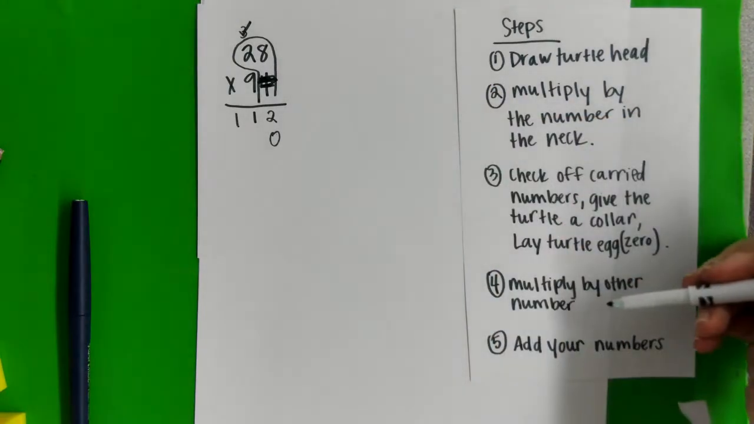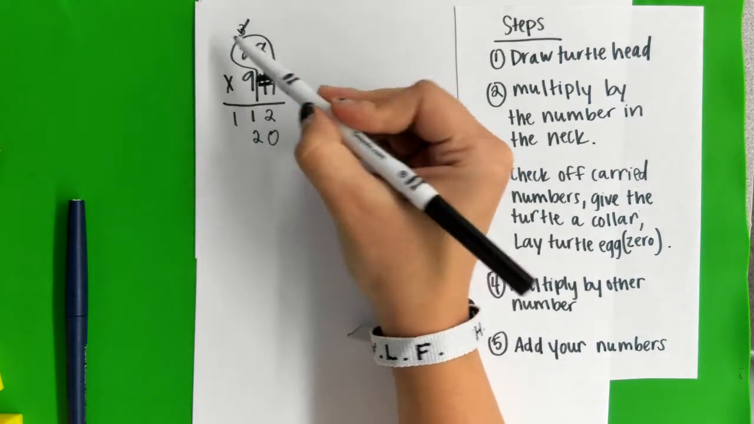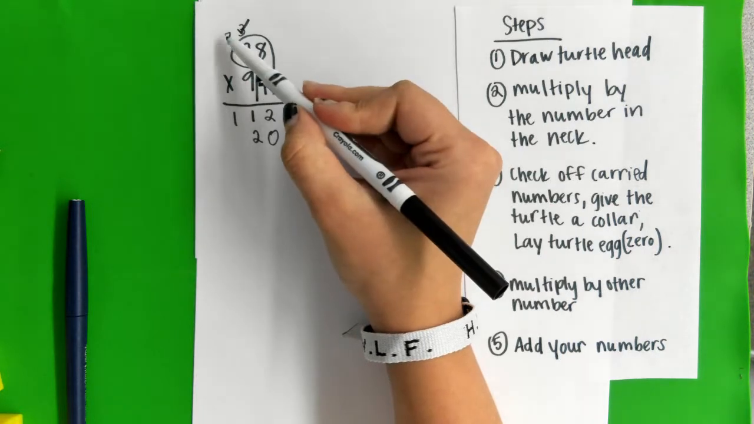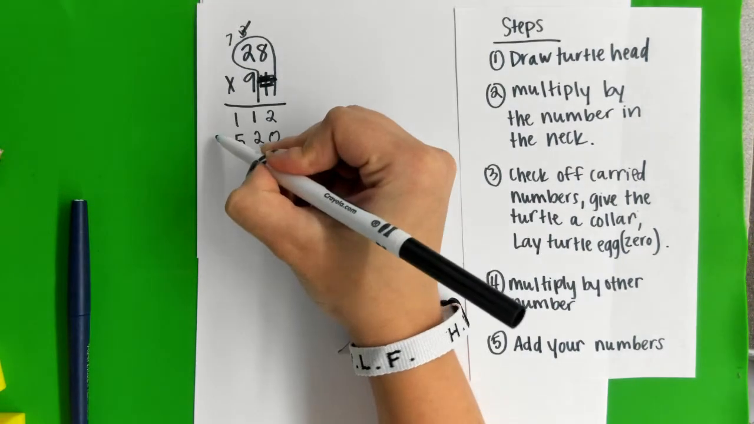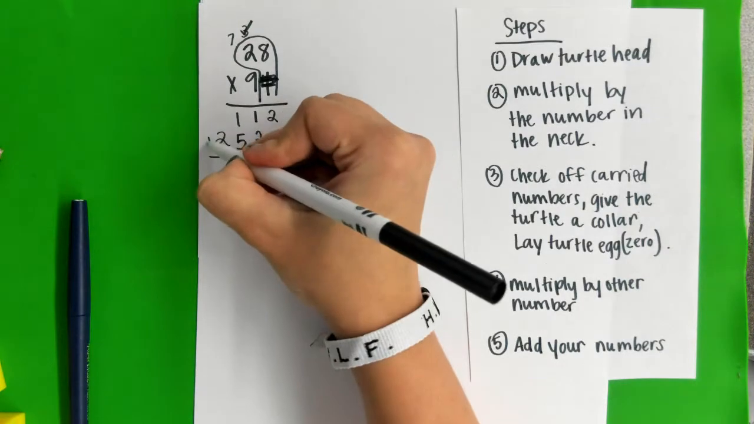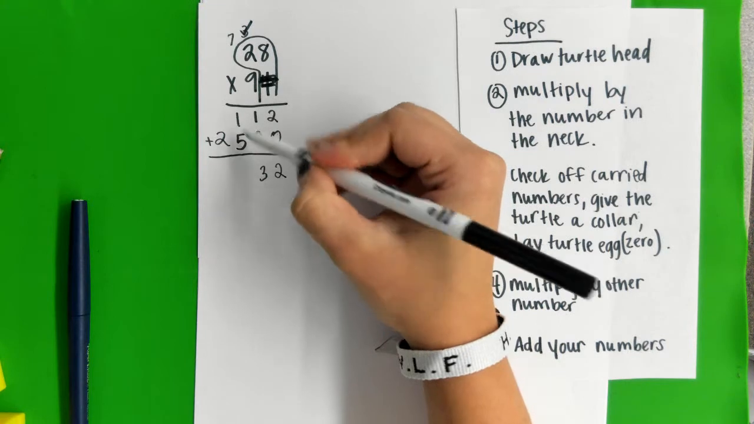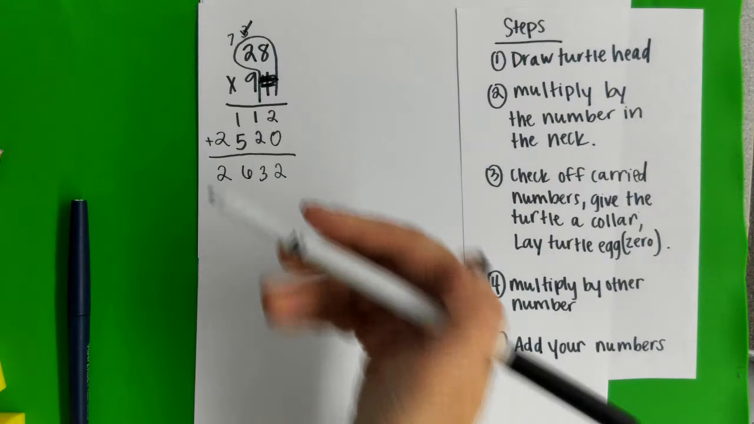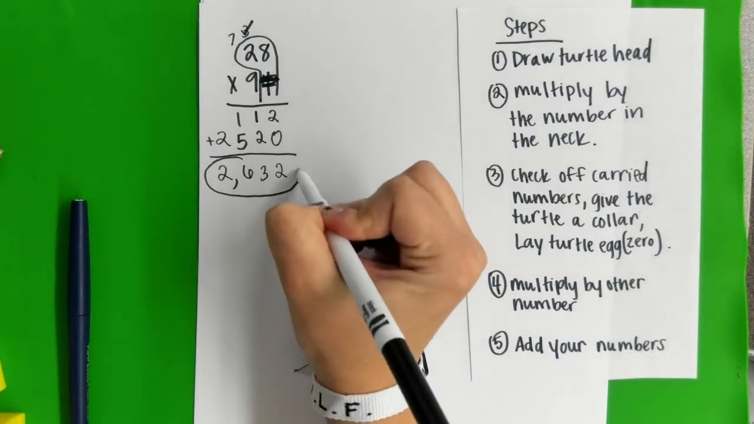Then we multiply by the other number. So 8 times 9 is 72. Carry our 7. 2 times 9 is 18, plus 7 more is 25. And then we add our numbers. 2 plus 0 is 2. 1 plus 2 is 3. 1 plus 5 is 6. And drop our 2. 28 times 94 is 2,632.